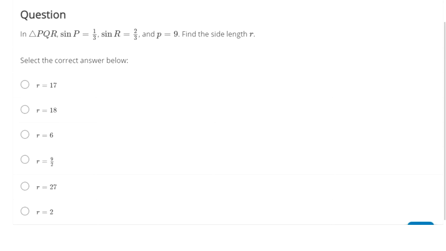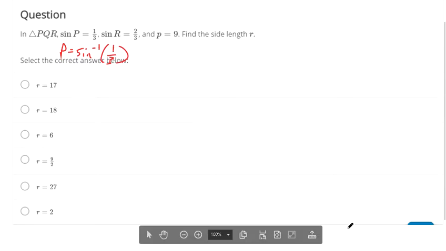We're supposed to find the side length r. Let's just draw out what we have for this triangle. Oh, wait, we're given sine of p. So we've got to use inverse sine to figure out what angle p is. It's making us do an extra step. I guess we'll assume degrees.